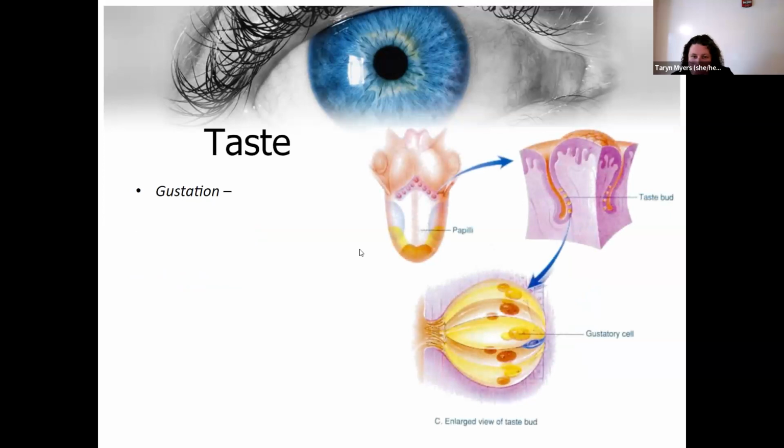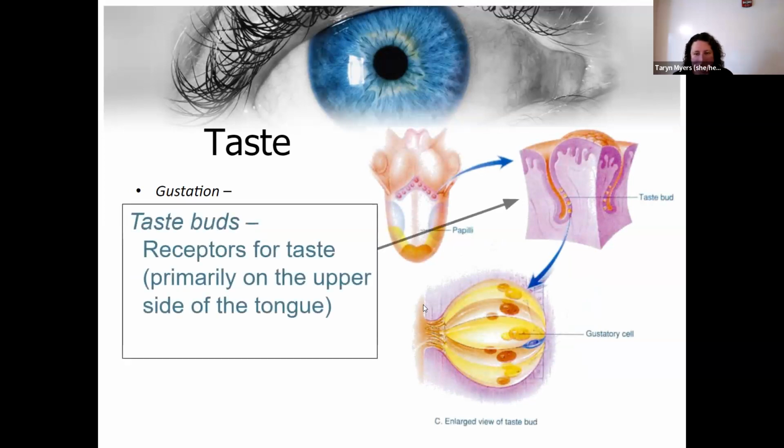Taste, as I mentioned, is gustation, also chemical. And so we have these little papillae on the taste buds. And these are the gustatory cells. Those connect again to axons that become that nerve that takes that information back to the brain. So taste buds are those receptors for taste. They're primarily on the upper side of the tongue. We do have some on the lower side of our tongue as well.